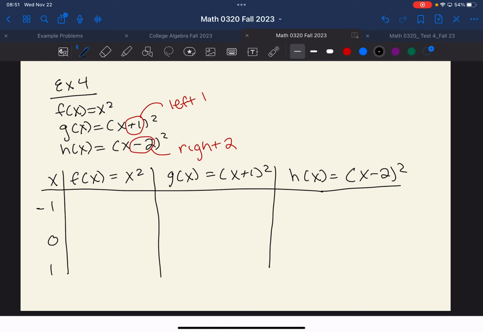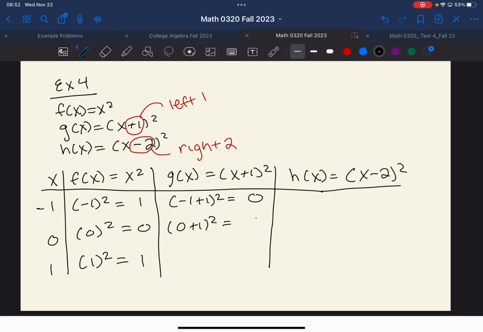Okay. So I have -1 squared, which is 1. 0 squared, which is 0. 1 squared, which is 1. So that's my points for my first graph. Then I have -1 plus 1 squared, which is 0 squared, so 0. And then 0 plus 1 squared, which is 1. And then 1 plus 1 squared, which is 2 squared, which is 4. Okay, so those are my points for my g of x function.